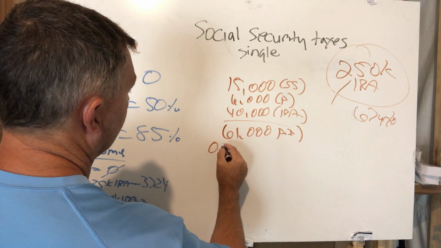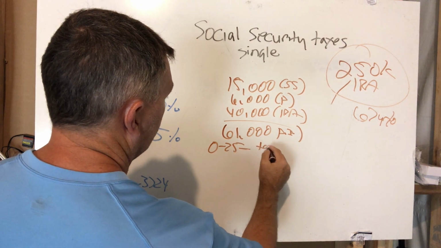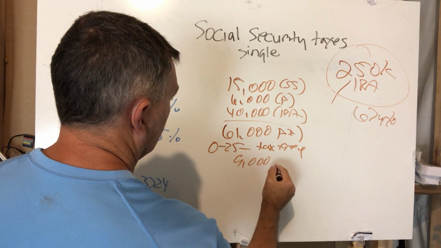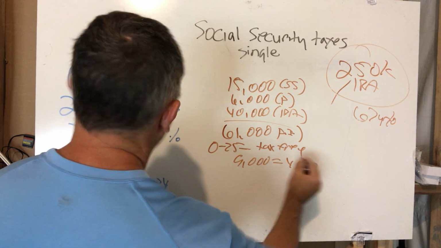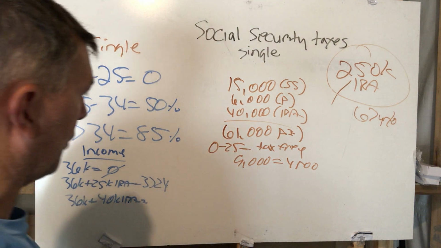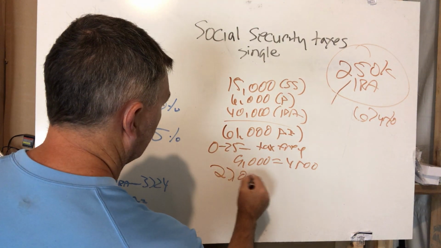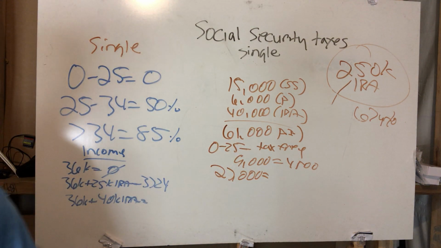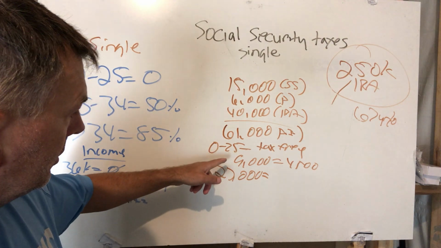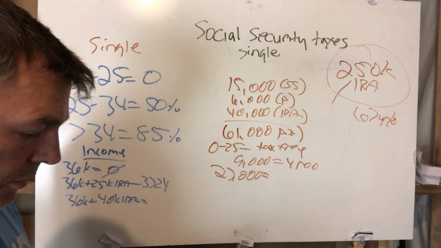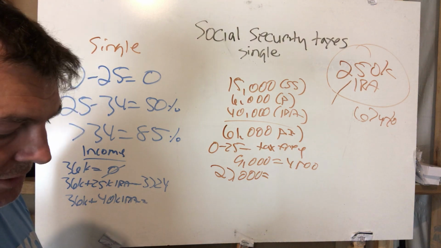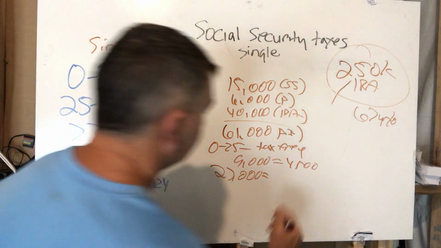The first $25,000 is tax-free. The next $9,000, $4,500 is subject to taxation. And then 61,000 minus 34,000 is 27,000. That's taxed at 85%. Let me use my trusty calculator. 27,000 times 0.85 is 22,950 subject to taxation.